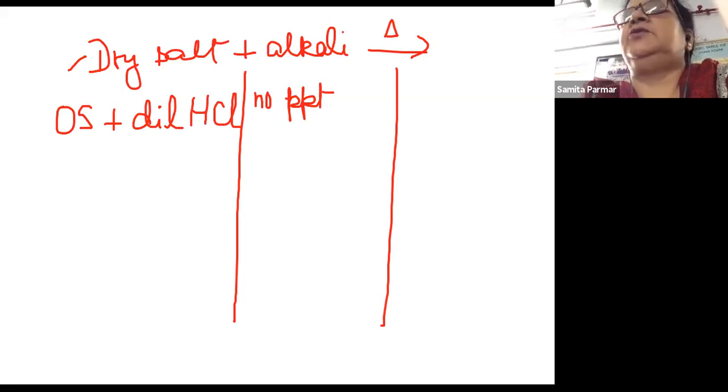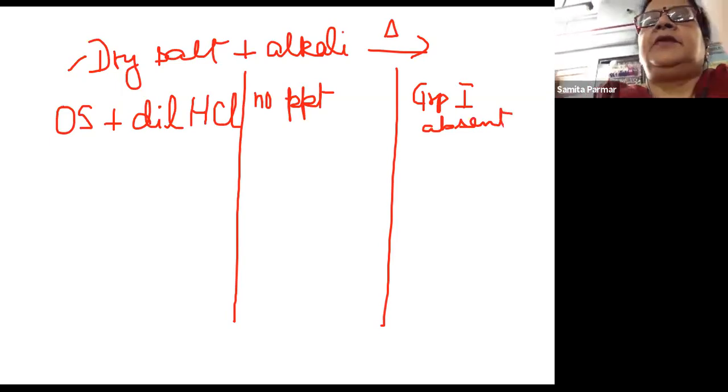So you will write group 1 absent. Okay, so this is the way to do it. I have already explained the theory part, and we have also done it in the ionic equilibrium chapter. This is the first step.